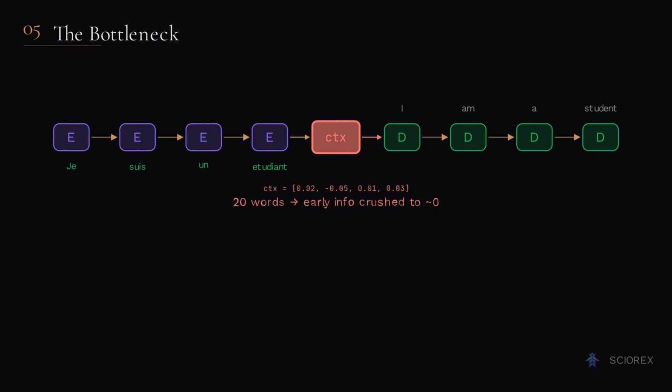For short sentences, this works. For long sentences, it breaks. 20 words of meaning crammed into 500 numbers. Important details from the beginning of the sentence are faded or gone by the time encoding finishes.